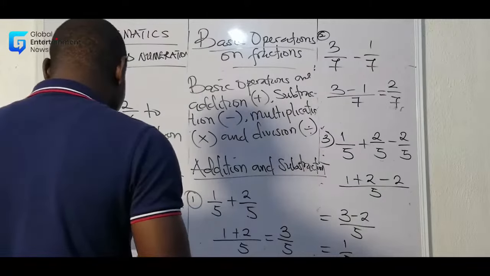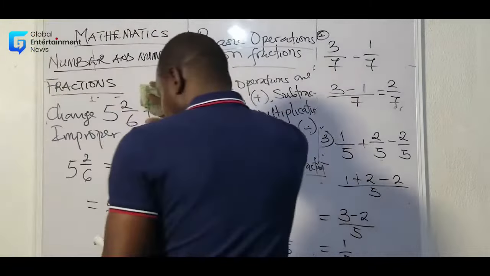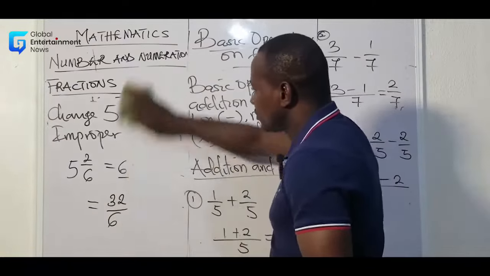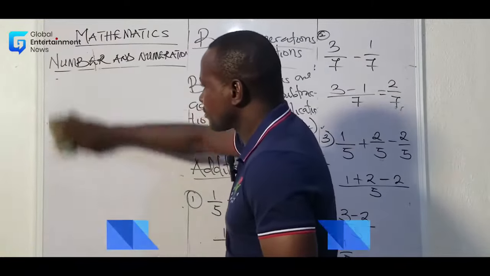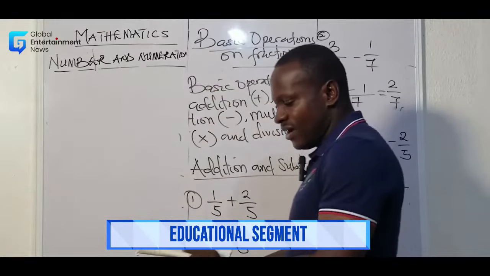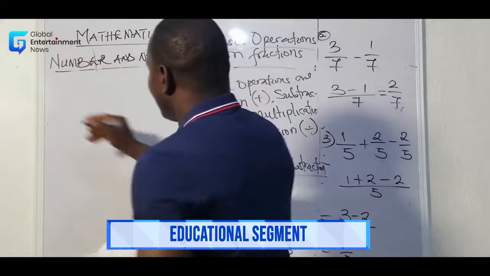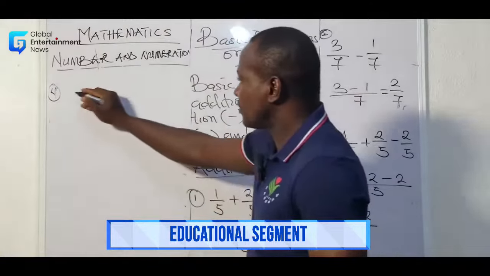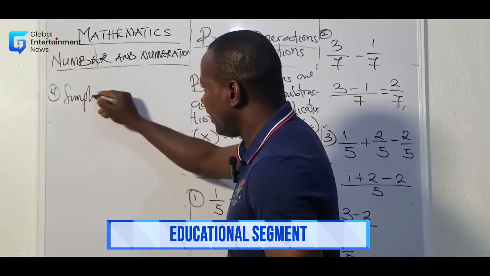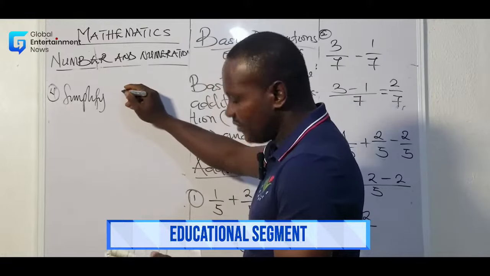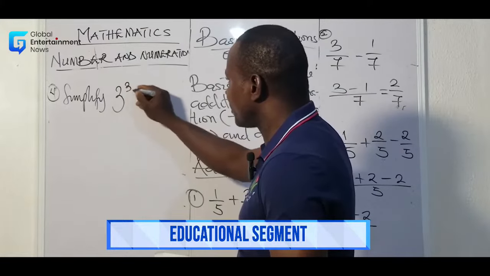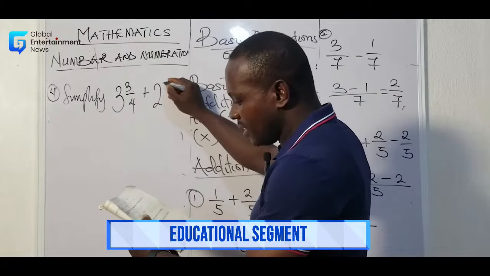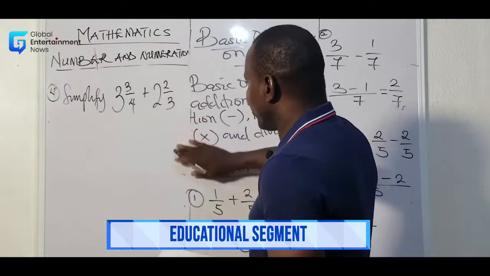Let's continue with our examples. What about if you have examples of mixed fractions? Example number 4. The question says simplify 3 whole number 3 all over 4 plus 2 whole number 2 all over 3.